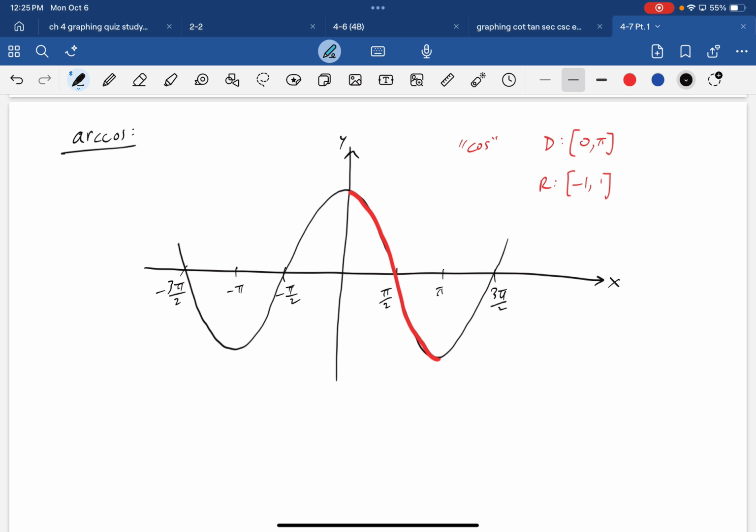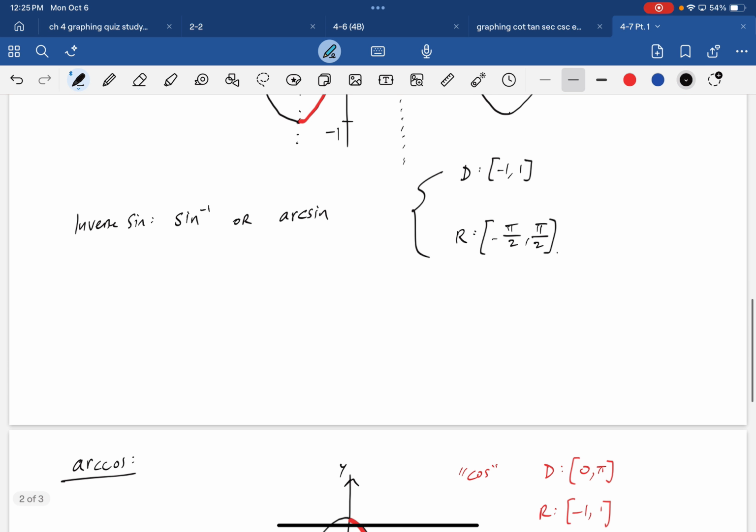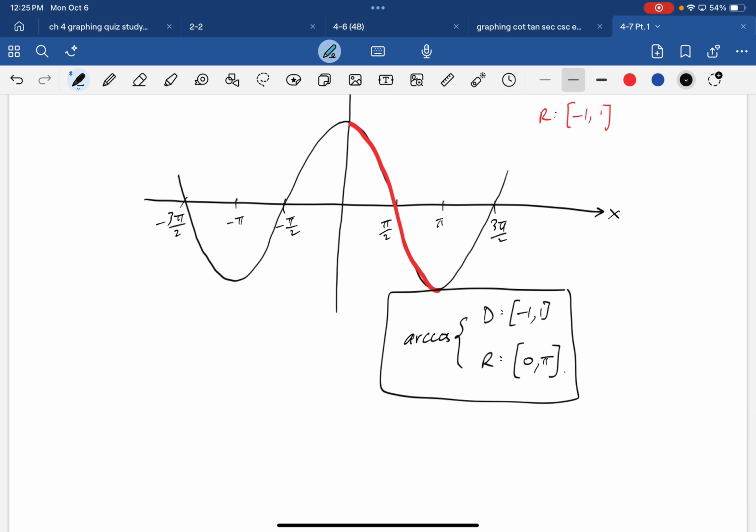Which means that for the arc cosine function, it's going to have domain of -1 to 1 and range 0, comma pi. Okay, probably should memorize those. Okay, arc cosine domain -1 to 1, range 0 to pi. Any questions?